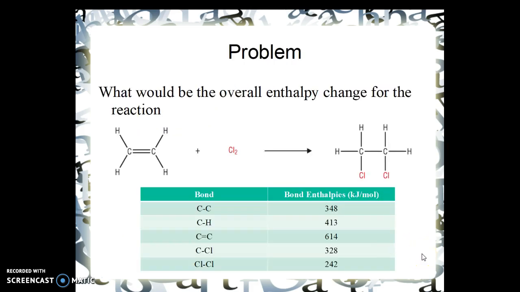Here's another problem. I want you to read it and then turn off the video. You've got the bond enthalpies you need there. And once you've solved the problem as best you can, turn the video back on and see the solution. You want to know the overall enthalpy change for the reaction, taking ethene, C2H4, reacting it with chlorine gas to form this dichloroethane over here. So figure out what bonds you have here, correspond them to the table, and go ahead and do the mathematics and check your answer.